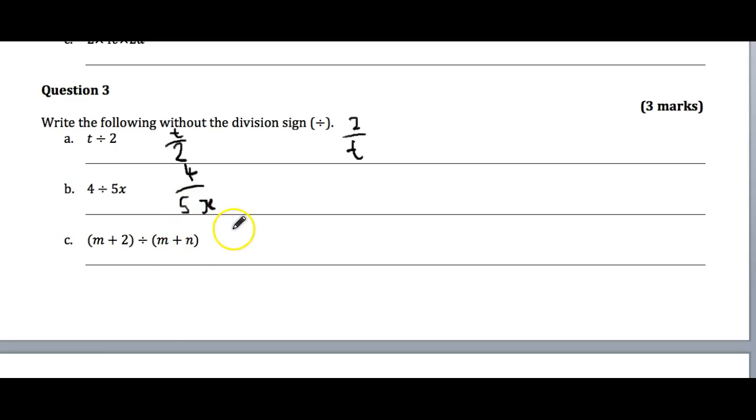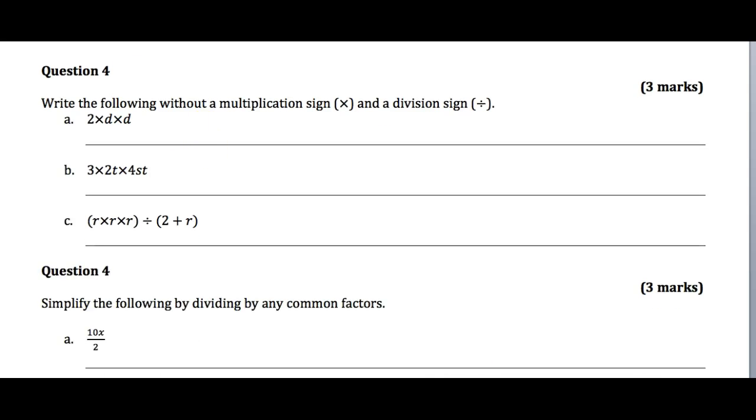And then the last one, it doesn't really matter that we've got brackets. Okay, so I would write it like that. Might be a good idea to put it in brackets, but you don't need to do that to have it correct. All right, question 4.